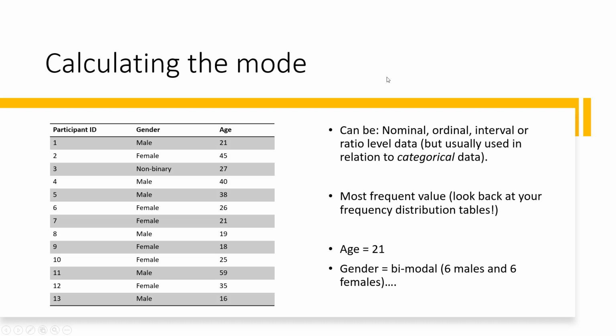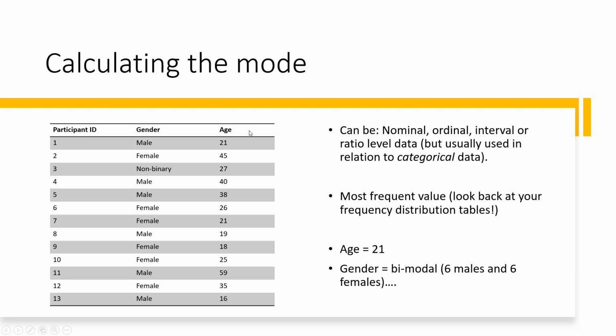So a mode. Now you can calculate the mode for any level of measurement, but it's typically reserved for categorical data and typically for the nominal categorical data. In fact, it's the only measure of central tendency that can be calculated for nominal data. And essentially it's just the most frequent value. So this is where a frequency distribution table is useful, because you can just go back through and look. And if we remember, 21 appeared twice, all the other values only appeared once. So our modal group for age is 21.